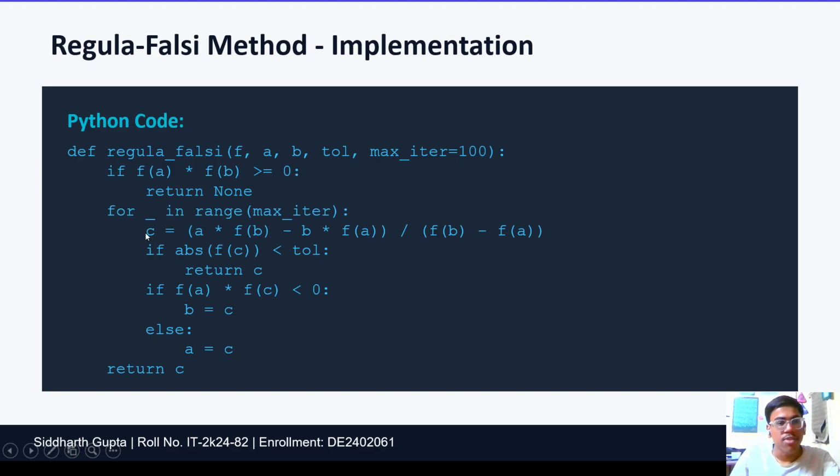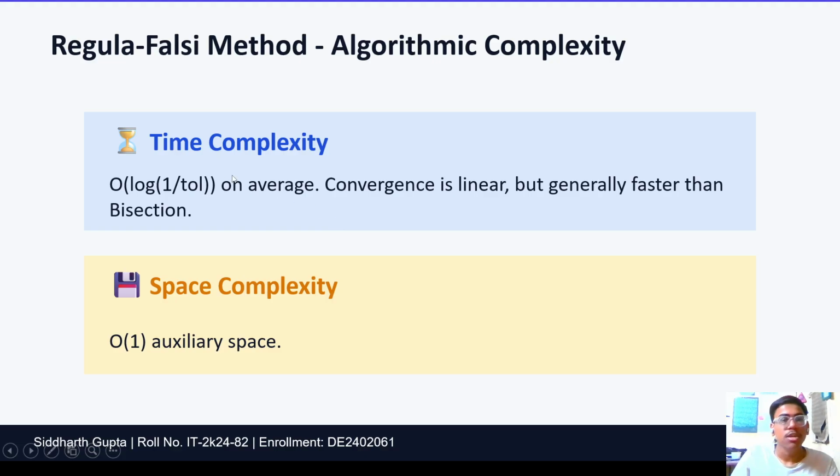Then we start a for loop with i in range up to max iterations, and we compute c, like the mid thing, as c equals (a times f(b) minus b times f(a)) upon (f(b) minus f(a)). If the absolute value of f(c) is less than tolerance, we return c. If f(a) times f(c) is less than 0, we put b equal to c, else we put a equal to c, and we return c when we come out of the loop. So this is a simple Python code for the Regula-Falsi method.